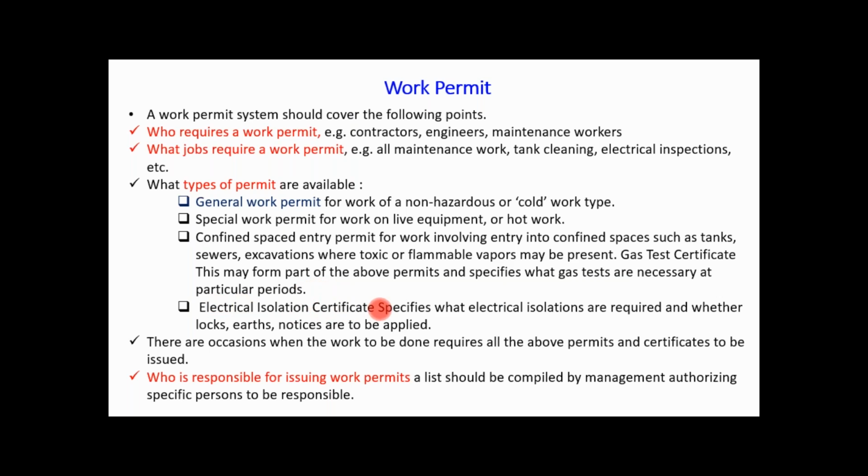Then electrical isolation certificates specify what electrical isolations are required and whether locks, that is LOTO systems, lockout tagout systems, which were already discussed in one of the videos, then earthing and bonding systems, then notices are to be applied. So depending on the conditions, for what time, what exactly the situation is, whether it is a more hazardous, moderate hazardous, or low hazardous situation, depending on that we have to apply all these facilities. We have to notify the people who are surrounding that particular area where this electrical type of work is going on. So these are the different types of formats.